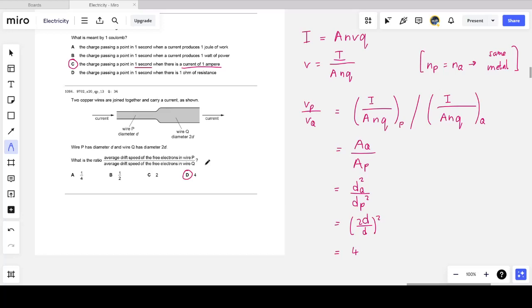The amount of charge passing a point per unit time remains the same, meaning everything else cancels besides the areas, and the areas can be related to the diameters, and so we get the ratio 4. So you have to know a few things here. Know I is equal to nAvQ. Know that area is related to diameter by D squared, and that'll help you solve these kinds of problems.